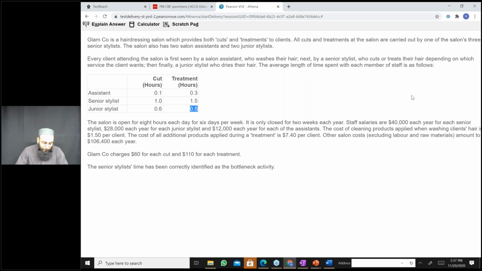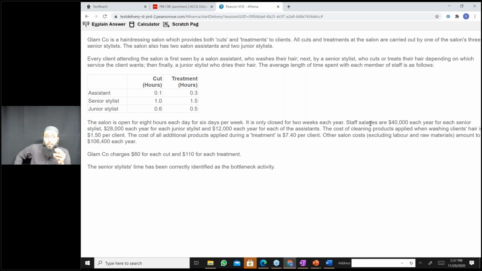Now, the salon is open for 8 hours each day for 6 days per week. It is only closed for 2 weeks each year. Staff salaries are 40,000 each year for each senior stylist, $28,000 each year for each junior stylist, and 12,000 each year for each of the assistants.